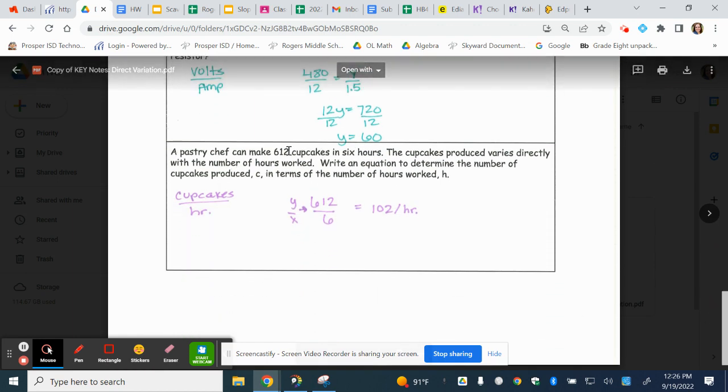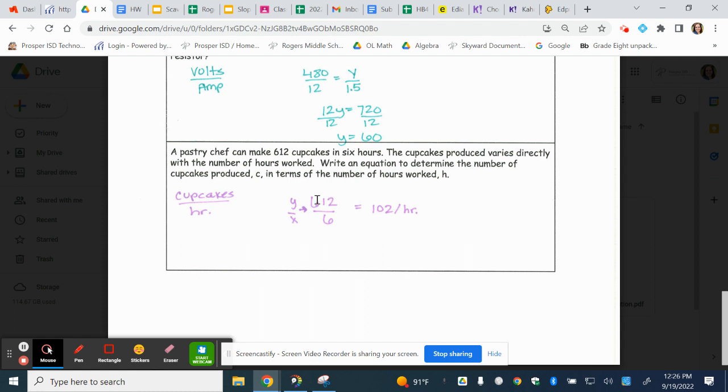Cupcakes per hour. So if I know 612 in 6 hours, we can just do y over x, and I get my answer of 102. That would be my k, or my constant, and my equation would be y equals 102x.